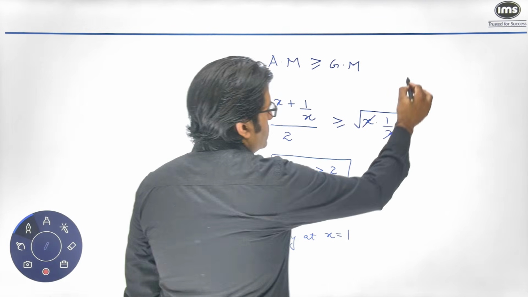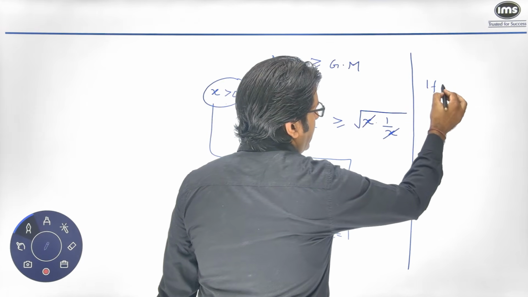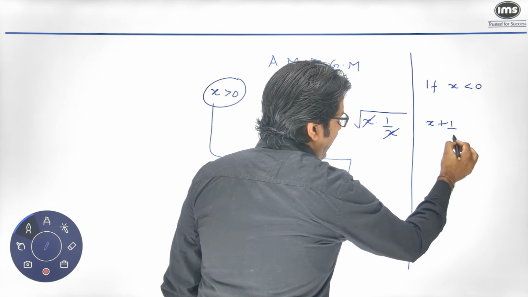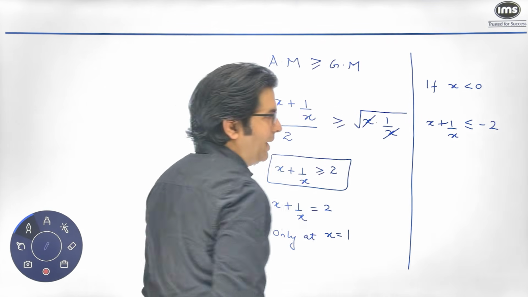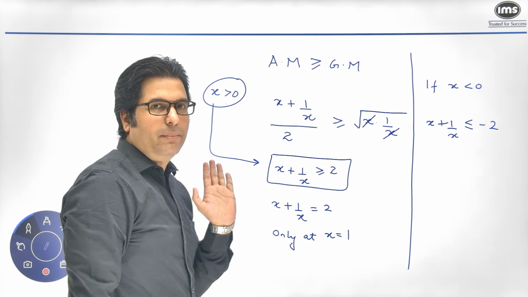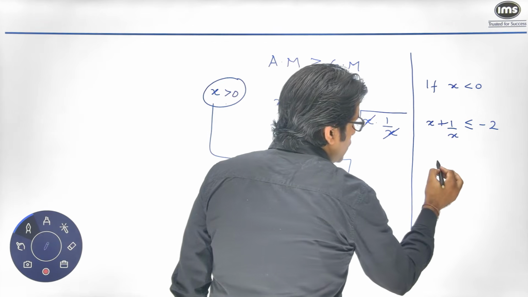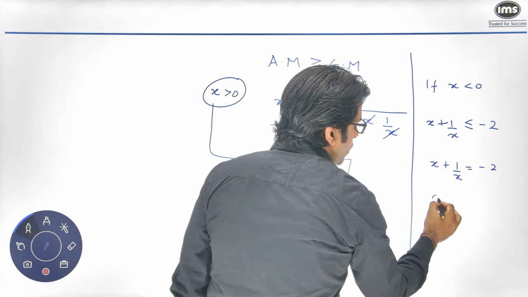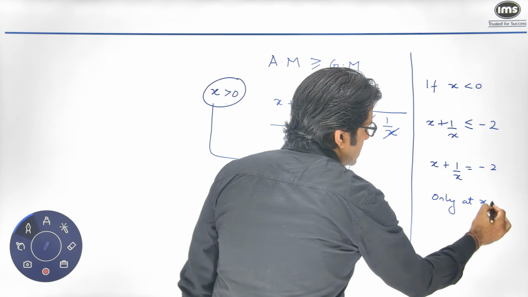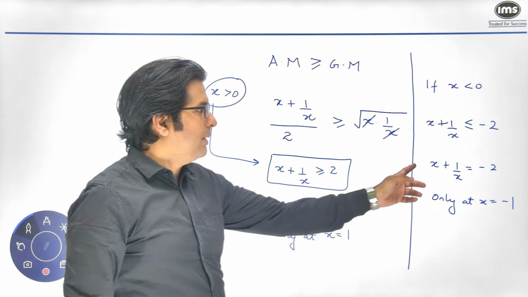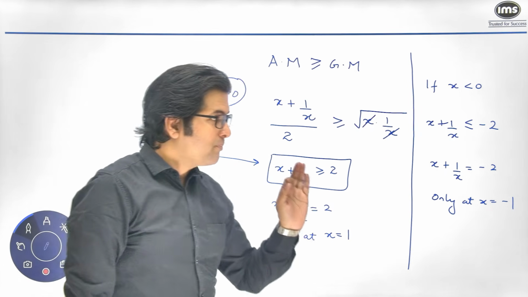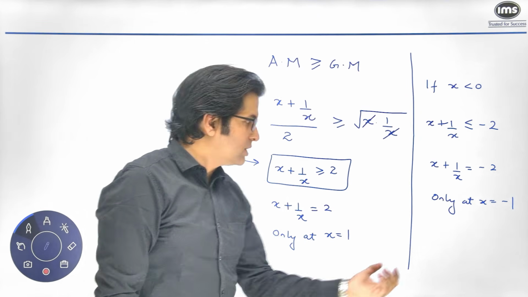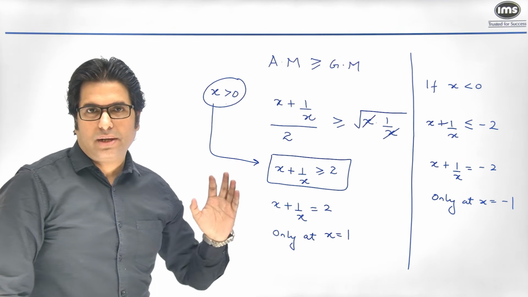Now, if x was less than 0, suppose it is given that x is less than 0, then the situation changes: x plus 1 by x will always be less than or equal to minus 2. Remember this. And the equality, x plus 1 by x equal to minus 2, will hold true only at x equal to minus 1. So if you put minus 1, minus 1 by 1, it will be equal to minus 2. This is the only possibility. At x equal to minus 1, they become equal to minus 2. At x equal to 1, x plus 1 by x becomes equal to 2.